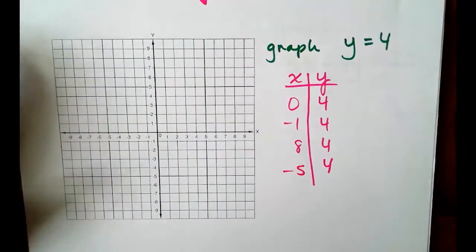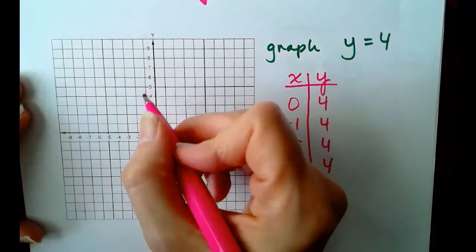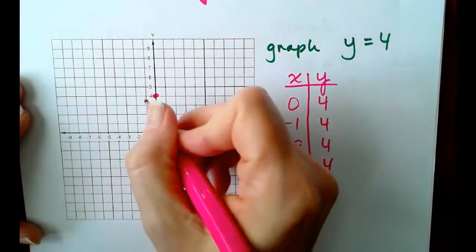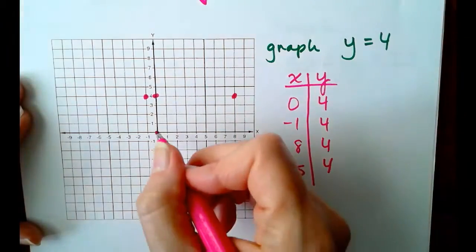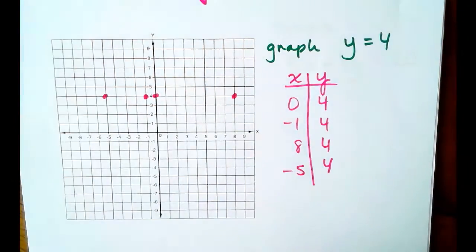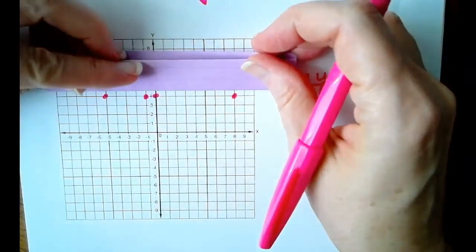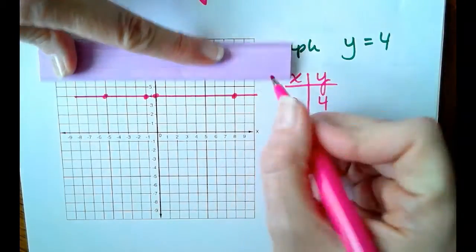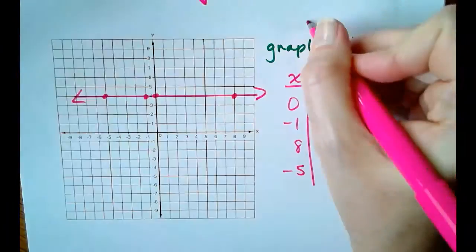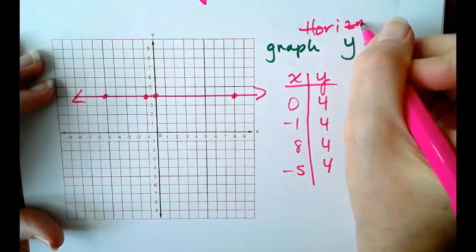So when we plot these points, we see what kind of line we're dealing with. (0, 4), back 1, up 4, over 8, up 4, back 5, up 4. And what we see here is that when we have y equals a value, we are dealing with a horizontal line.